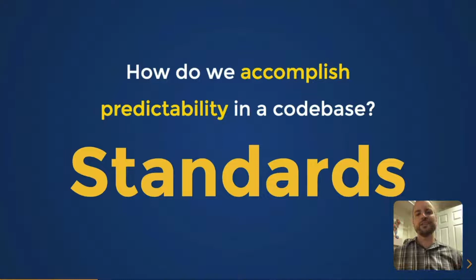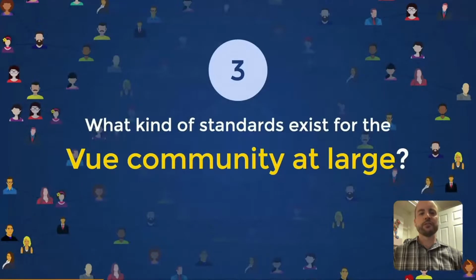All right, now, once again, I'm not saying standards is a silver bullet. It's not something that's going to solve all your development woes, but I think it's the single largest predictor of a maintainable code base, if you're following the standards. So, that begs the question, what kind of standards exist for the Vue community at large? What are those standards out there that we can all share together and all know about, whether we're working by ourselves, on a small team, or anywhere across the world?